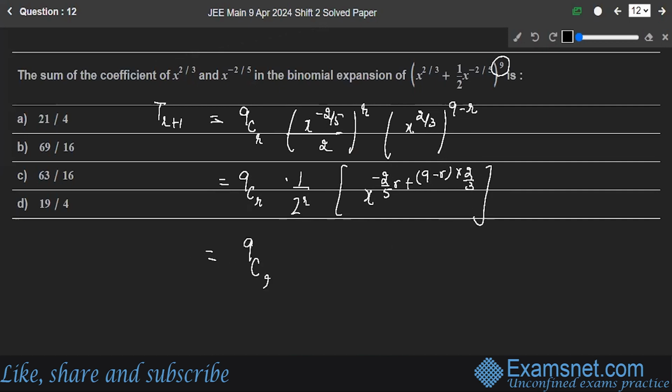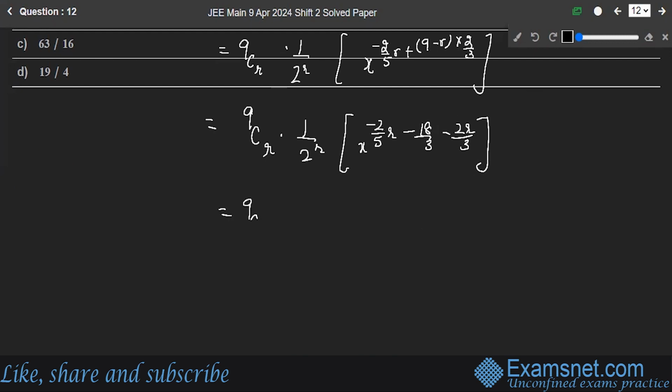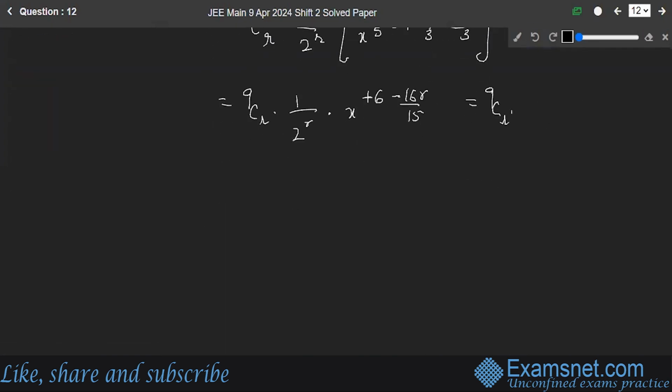Okay, so that makes it 9Cr into this, and this is x raised to power minus 2 by 5 r plus 18 by 3 minus 2 r by 3, right? So now we want the two coefficients. First of all, let's write it properly. This is 9Cr, 1 upon this, x raised to power, here is plus, right? So x raised to power 6 minus 16 r by 15. And this is 9Cr into 1 by 2 power r into x power 6 minus 16 by 15 r.